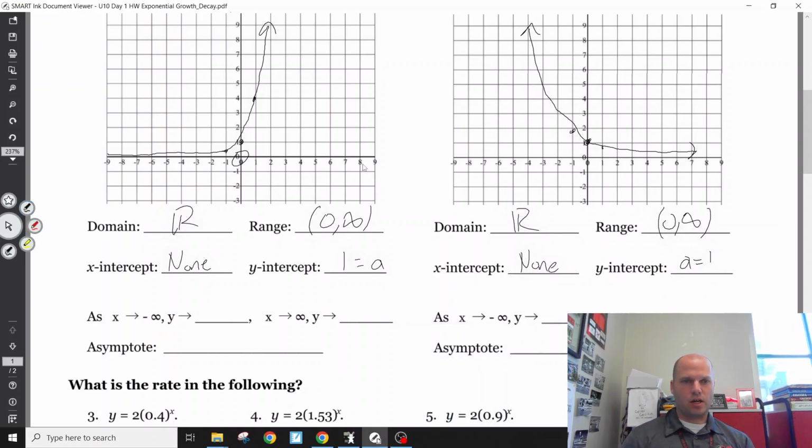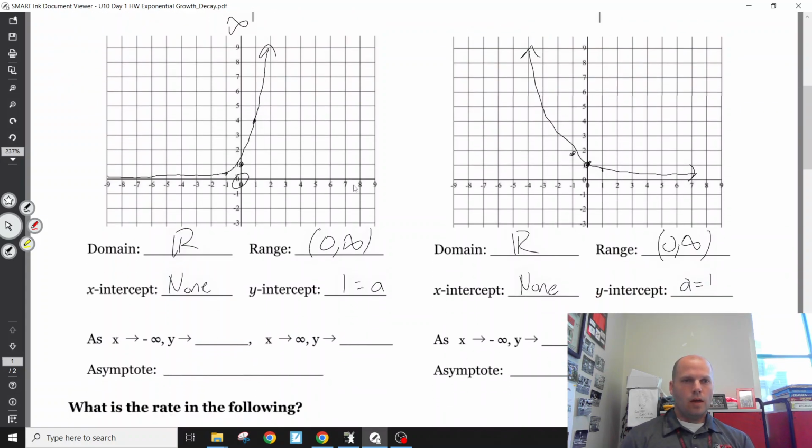All right, now let's talk about end behavior. As x's go to negative infinity, my y's are going to 0 in this case. We're getting closer and closer to 0. As x's go to positive infinity, my y's are growing up to positive infinity. It's kind of like your arms.